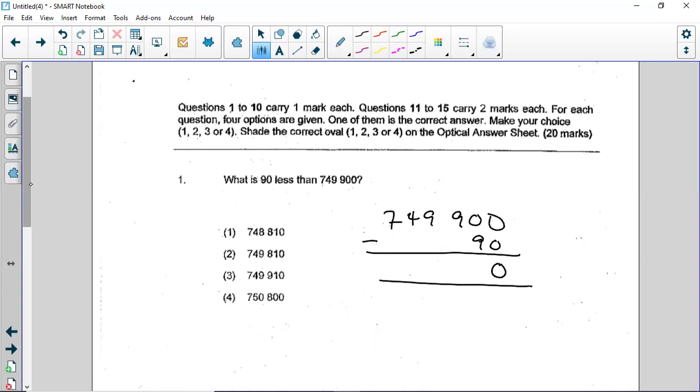0 minus 0 is 0, and the 0 cannot minus 9, so you borrow from 9, and 9 becomes 8. And when you borrow, you plus 10. When you lend, you minus 1. This is what you learn in the lower primary level. 10 minus 9 is 1, 8 minus nothing is 8, then bring down 9, bring down 4, bring down 7. So your answer is 749,810, which is answer number 2. Okay, let's go to question number 2.